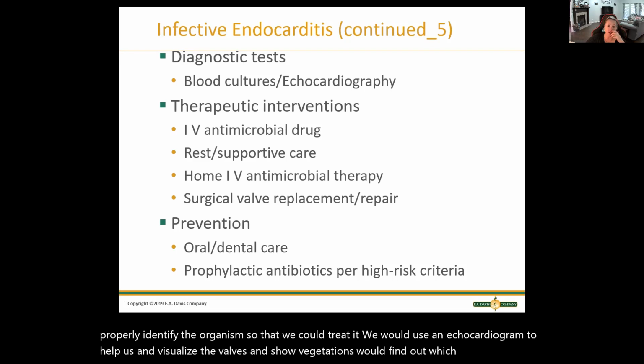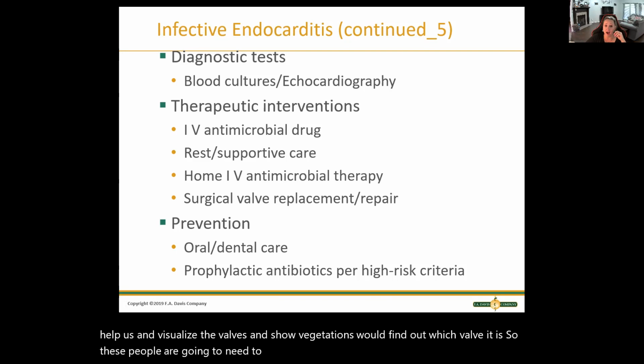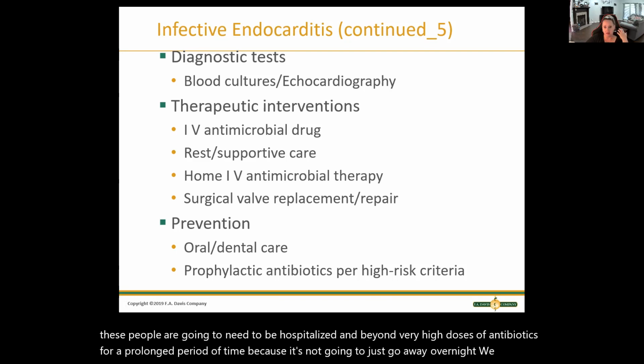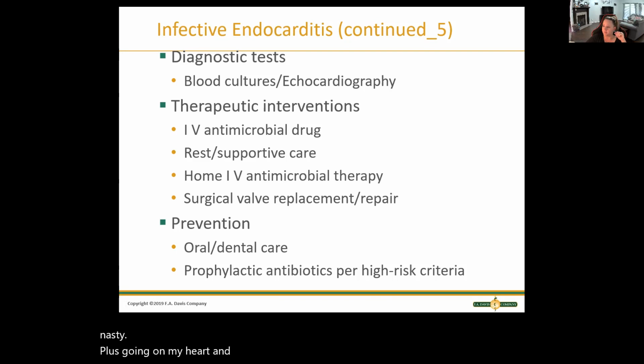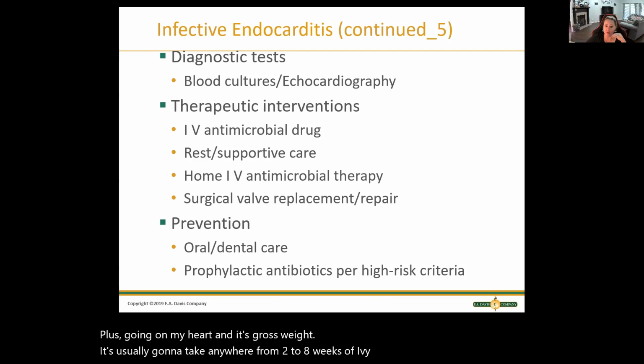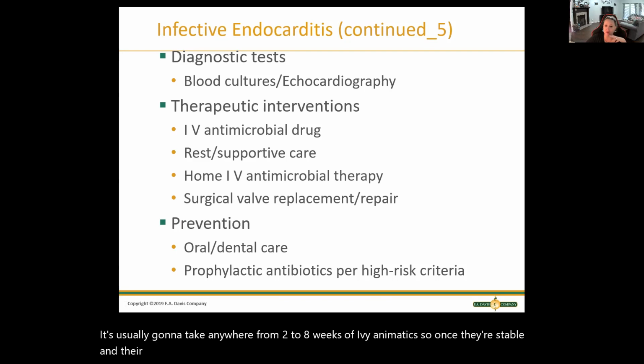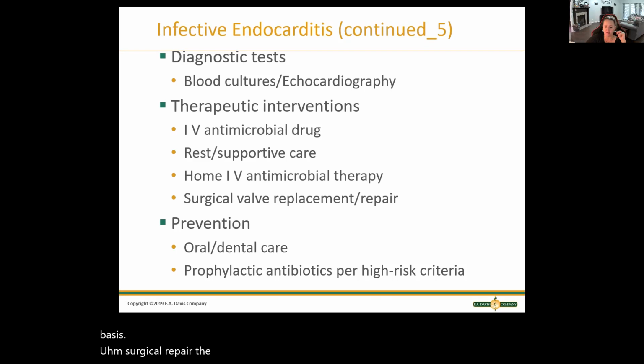So these people are going to need to be hospitalized and be on very high doses of antibiotics for a prolonged period of time, because it's not going to just go away overnight. We have nasty pus going on in the heart, and it's gross. Okay. It's usually going to take anywhere from 2 to 8 weeks of IV antibiotics. Once they're stable and fever-free, they can be discharged home and do antibiotics on an outpatient basis. Surgical repair of the valve may need to be done in some severe cases.